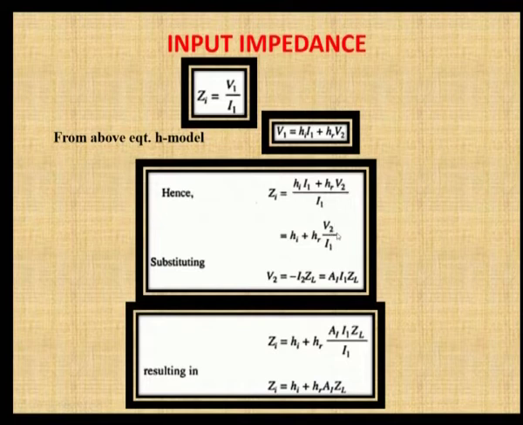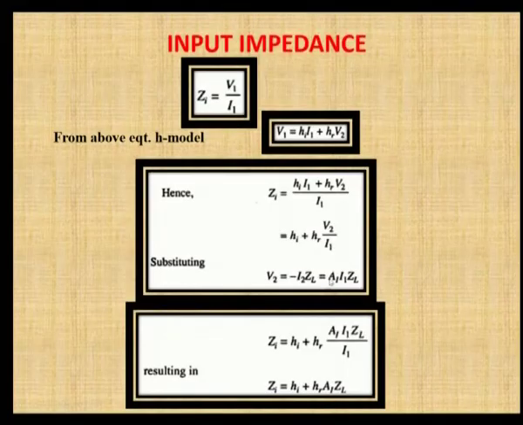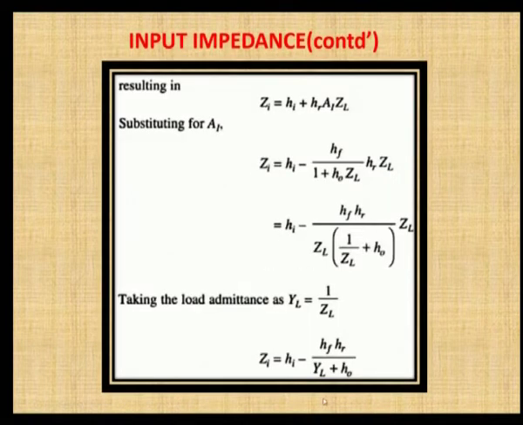We have calculated V2 as minus I2 ZL. So, replace this with minus I2 ZL here, and minus I2 can again be written as AI I1, because AI, the current amplification factor, is minus I2 by I1. So, minus I2 can be taken as AI I1 ZL. This term is substituted here and you get AI I1 ZL by I1 into HR for the second term, and again I1 gets cancelled, and the final input impedance is HI plus HR AI ZL.